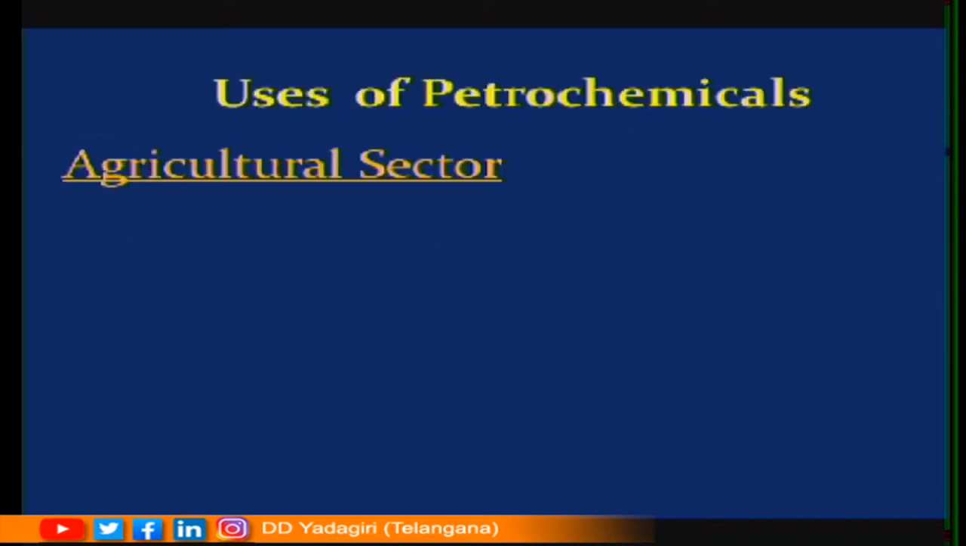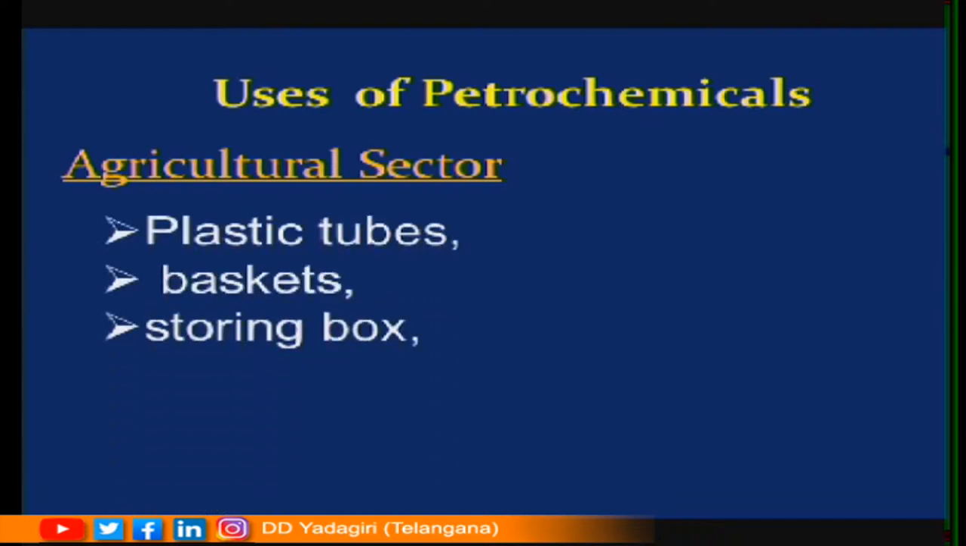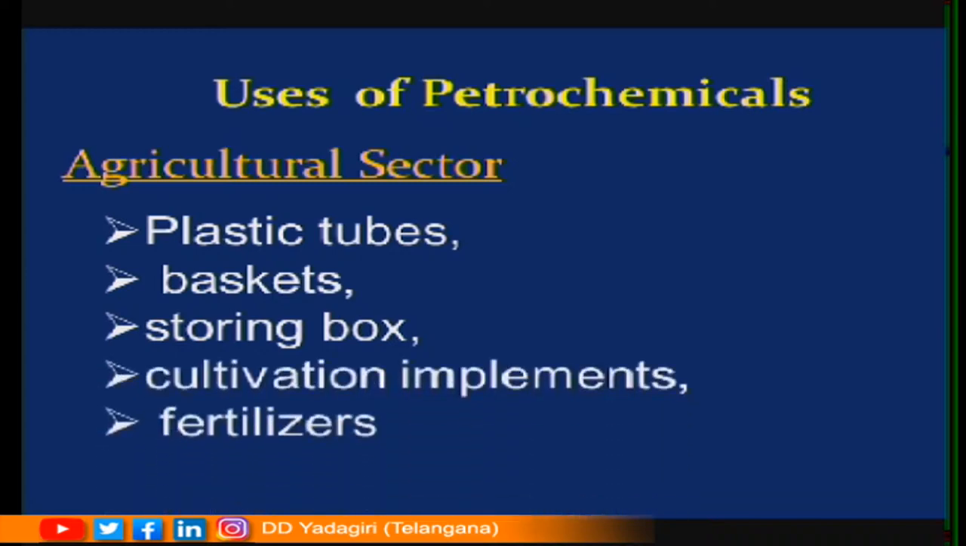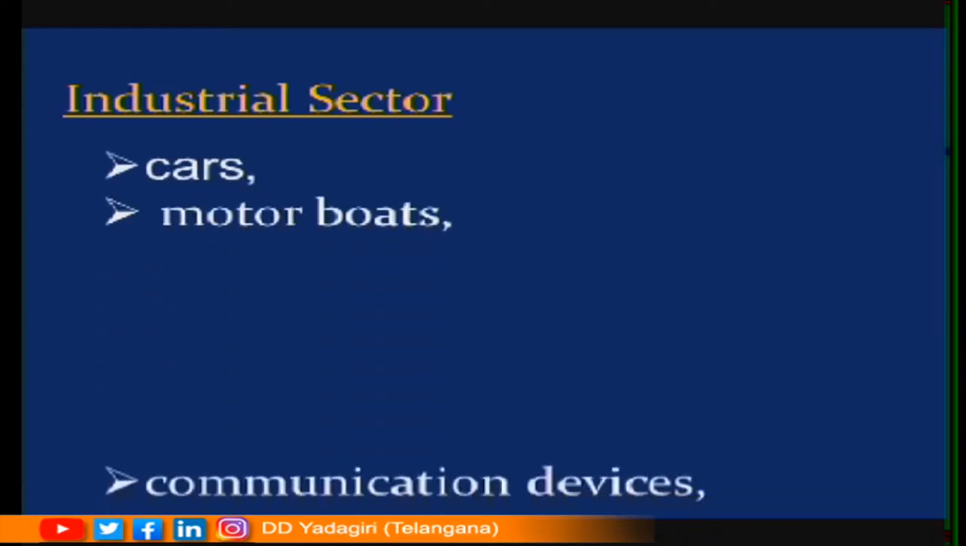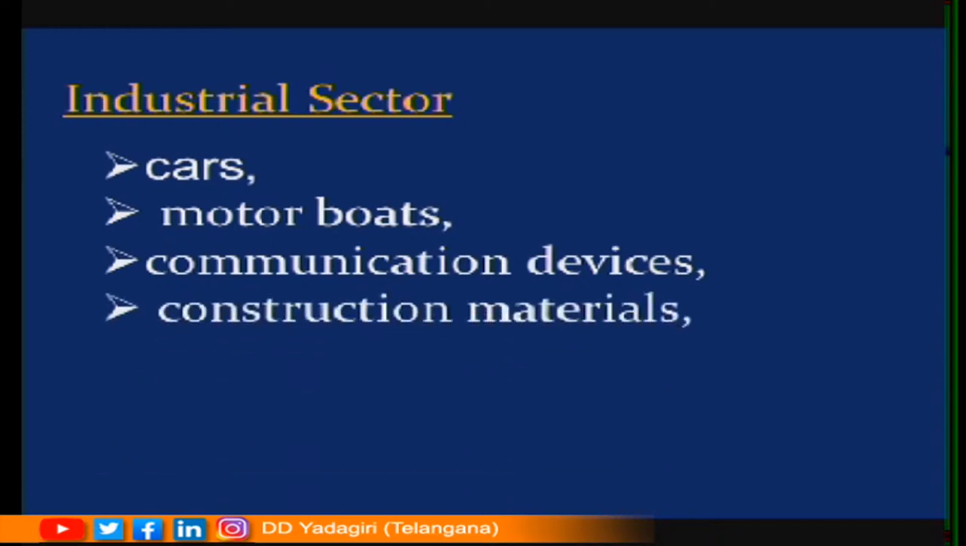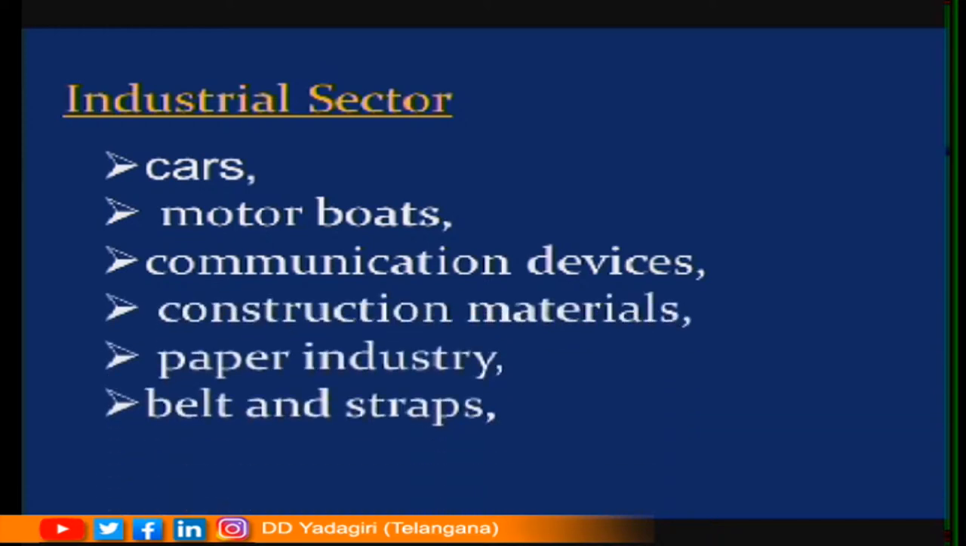Now, uses of petrochemicals. In the agriculture sector: plastic tubes, baskets, storing boxes, cultivation implements, fertilizers. Now, in the industrial sector: cars, motor boats, communication devices, construction materials. In the paper industry: belts and straps. All these devices are made using petroleum products itself. And some domestic uses are also there for petroleum products. Now, let us discuss the domestic uses.